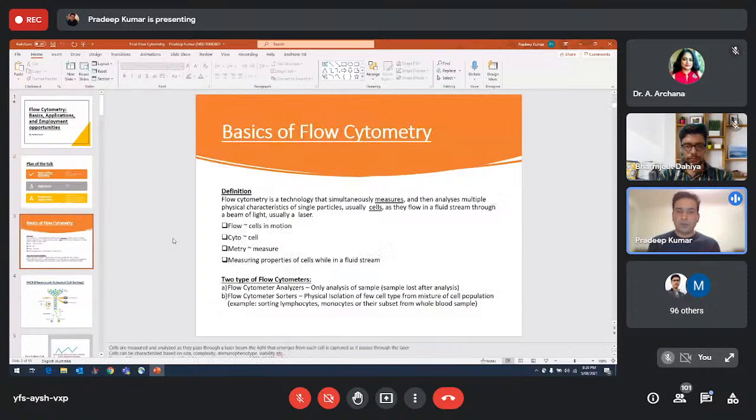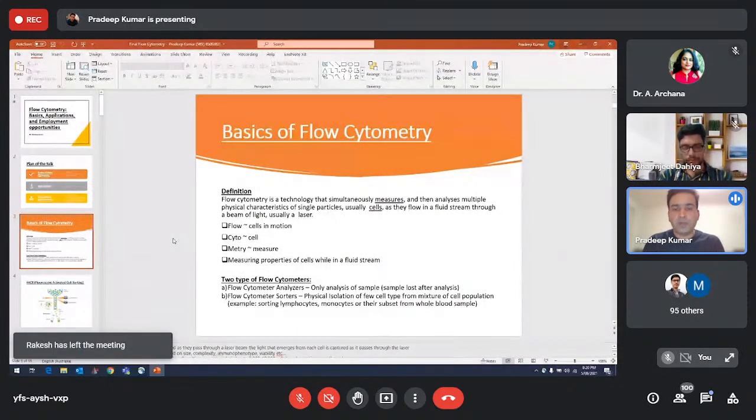Starting with the basics of flow cytometry, if you need to define it, it's a technology that simultaneously measures, meaning it is doing multiple things at the same time, and analyzes multiple physical characteristics of single particles. This single particle is important because this technology provides you information on single cells. If you are interested in looking at multiple particles at the same time, other techniques are also there, like microscopy. But because this technology is able to analyze thousands of single particles at the same time, that's how it became important.